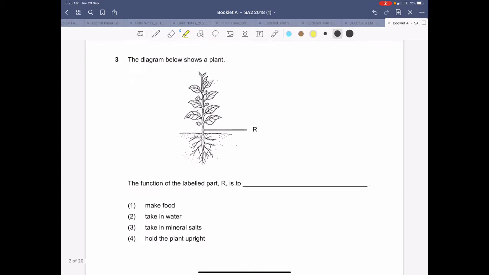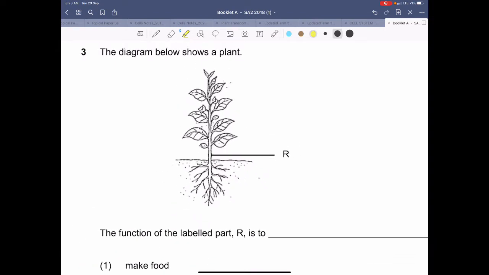Next, the diagram shows a plant. So what's the topic? Plant parts. What's the concept? They're testing you on the various functions of the plant parts. So once again, whenever they test for function, you need to memorize. There's no technique, there's no special thing about it. You just need to memorize. Okay, very quickly.